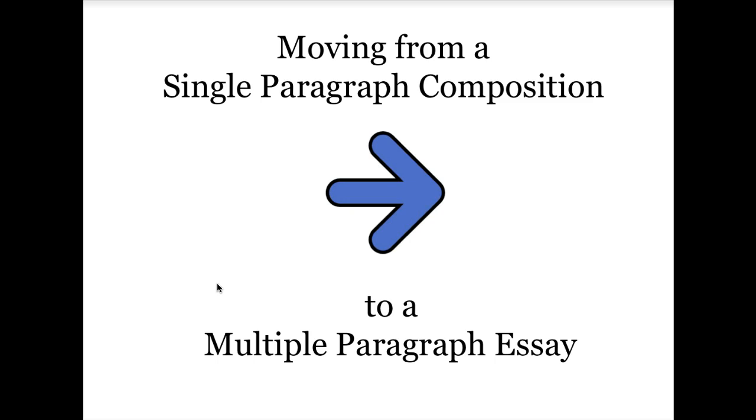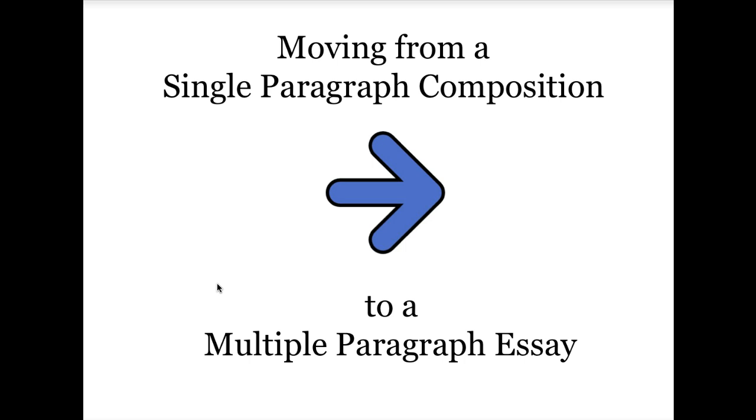I'm going to talk to you today about moving from a single paragraph composition to a multiple paragraph essay. In English 145, we started with a single paragraph, which means you're already familiar with the parts of a paragraph. A topic sentence that includes introducing your topic and your opinion, then supporting details using examples and details to explain why you have that opinion, and then a concluding statement that sort of reminds your reader what your opinion is and looks to the future.